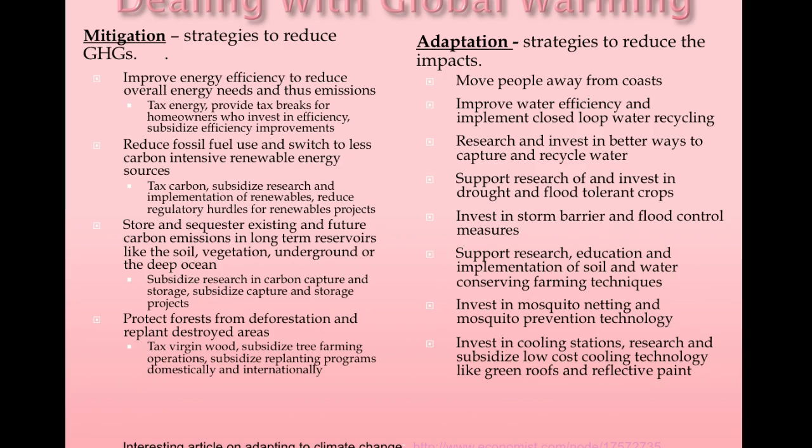And in terms of adaptations, people, communities, individuals will have to move away from coasts. Those are a couple of things. Invest in storm barriers and flood control measures. So that might mean something like creating natural wetlands and protecting tidal dunes. So these are just a few mitigations and adaptation strategies. Make sure you've got a couple of those in your back pocket for your exam day.